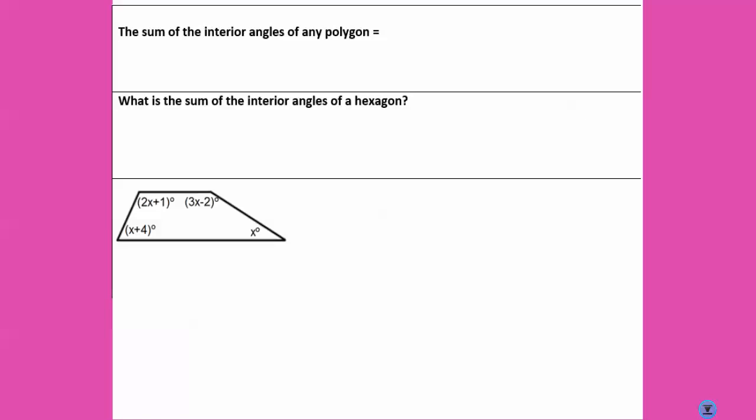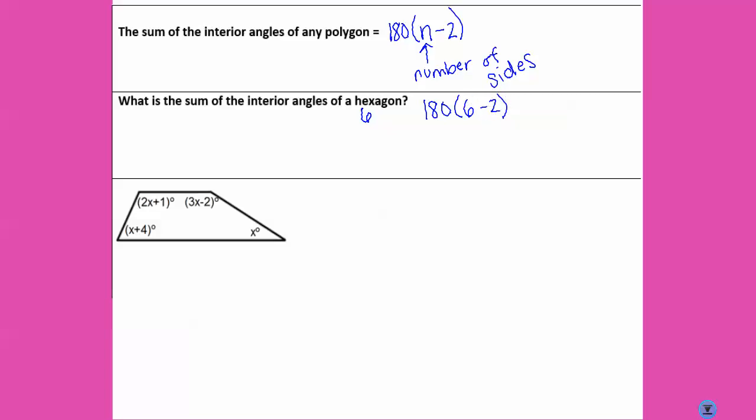So, our formula for the sum of the interior angles of a polygon is 180 times n minus 2. So what is the sum of the interior angles of a hexagon? Well, a hexagon we know has 6 sides. N here stands for the number of sides. So 180 times 6 minus 2.